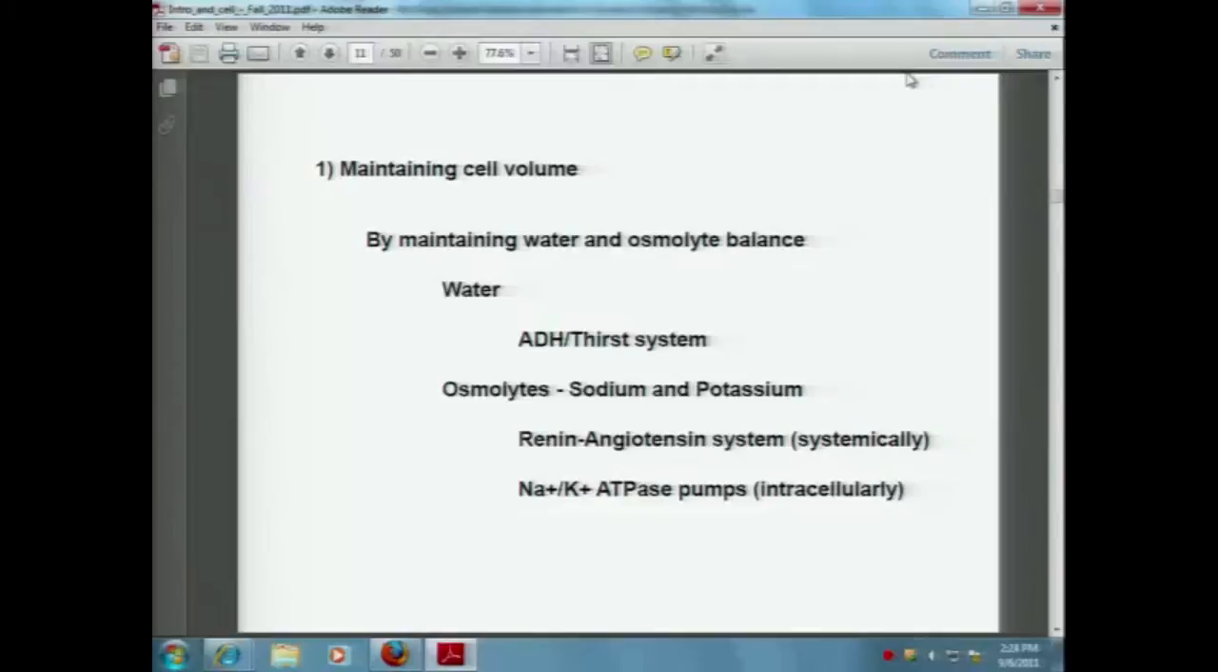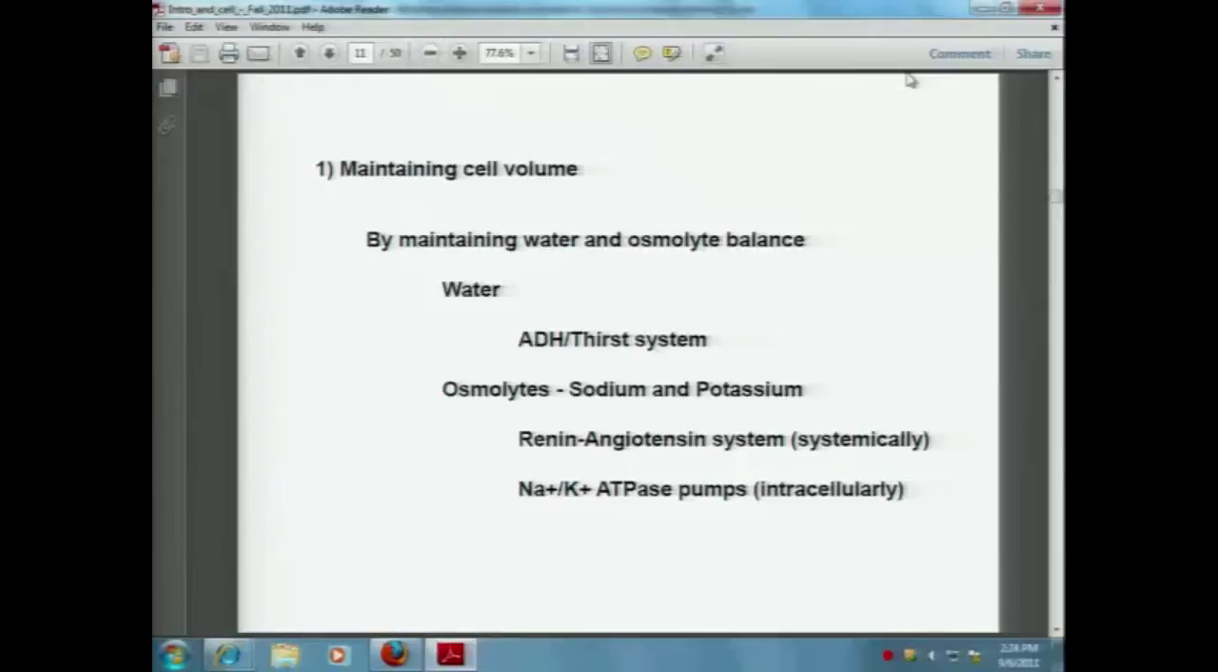Intracellularly, we control sodium and potassium levels through the ATPase pumps. Okay? So the cell, no matter what's going on systemically, still has to be able to pump sodium out of the cell and pump potassium into the cell continuously. Okay? Even if systemic levels of sodium and potassium are normal, if the cell can't operate those pumps, eventually sodium will start to accumulate in the cell, which is really the most important effect. Sodium accumulates in the cell.